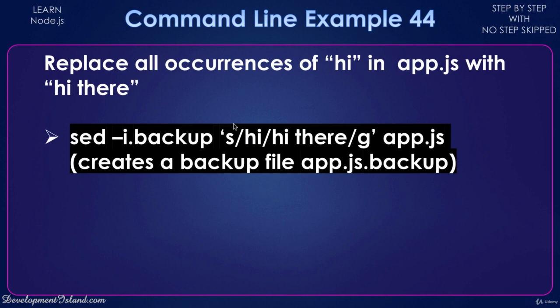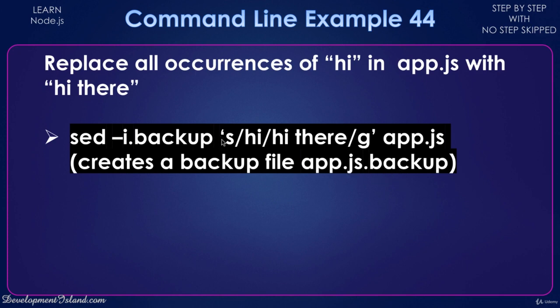So in this example, you're going to replace all occurrences of a certain word in your file with another word. So to do this, you're going to use the sed command. So this command will take as an option -i followed by an extension that you choose. So I chose the extension .backup. You can choose any extension you like. So this extension is going to be used to create a backup file of your original file. So if your file is called app.js and you use that extension, then the backup file is going to be called app.js.backup.